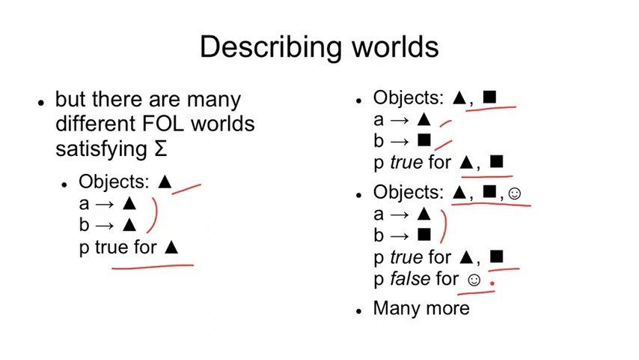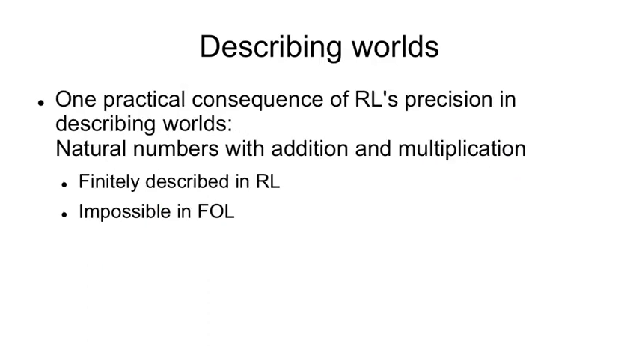So what we're seeing is that the same description sigma that under relational logic precisely defines one world actually admits many different possible worlds in first-order logic.